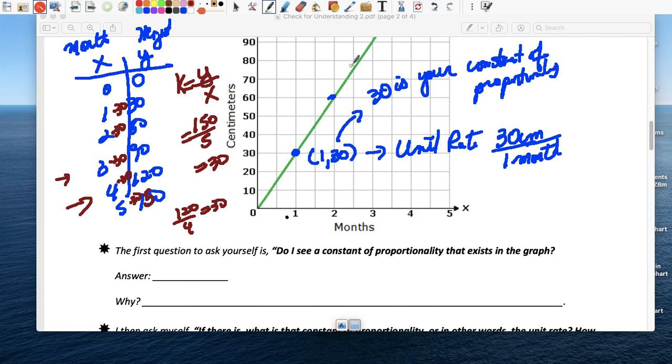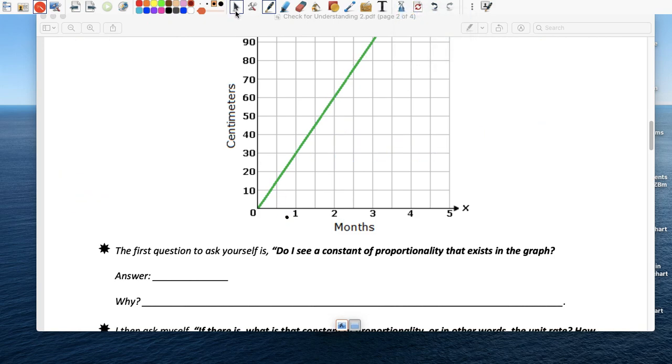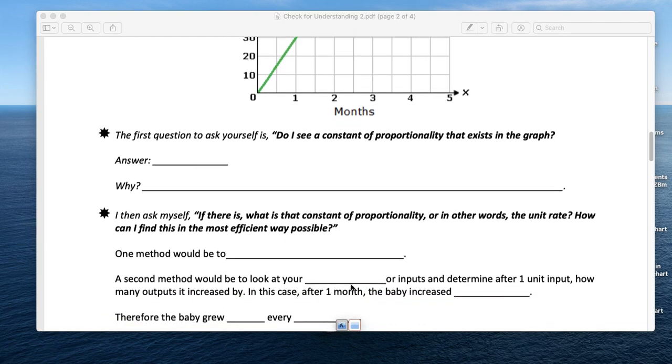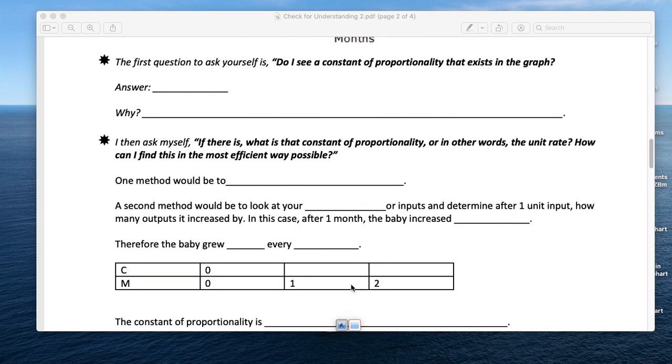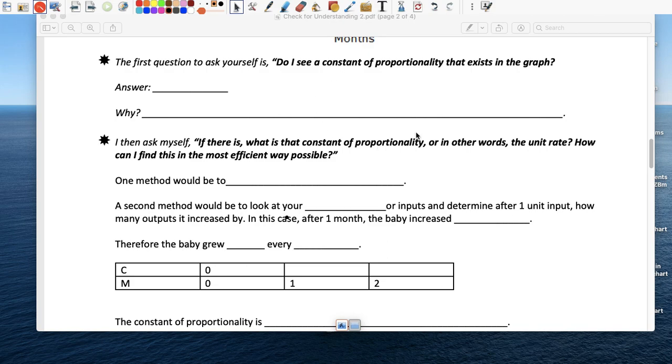So I guess we can say that that's the answer to the second one. I asked myself, if there's a constant of proportionality, in other words, the unit rate, how can I find this in the most efficient way? Well, the most efficient way was what we did a couple seconds ago, right? Look at the graph, find where x equals 1, this value right here. If it's proportional, your unit rate is the y value when x equals 1. So 1 comma whatever the y value is. Okay, so that would be one method.